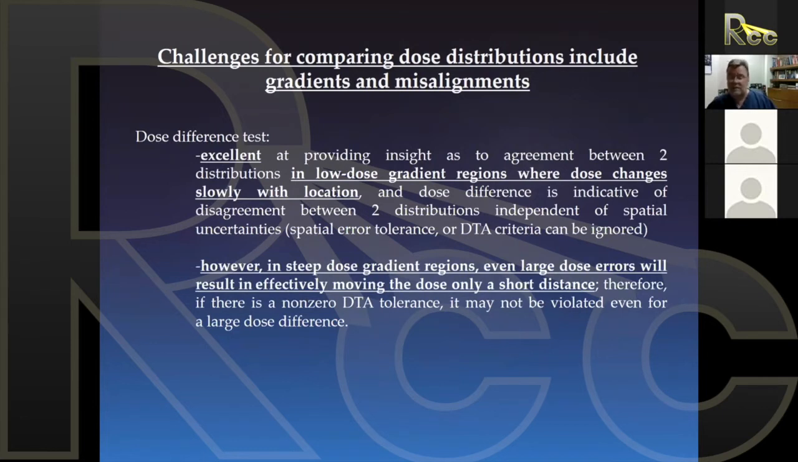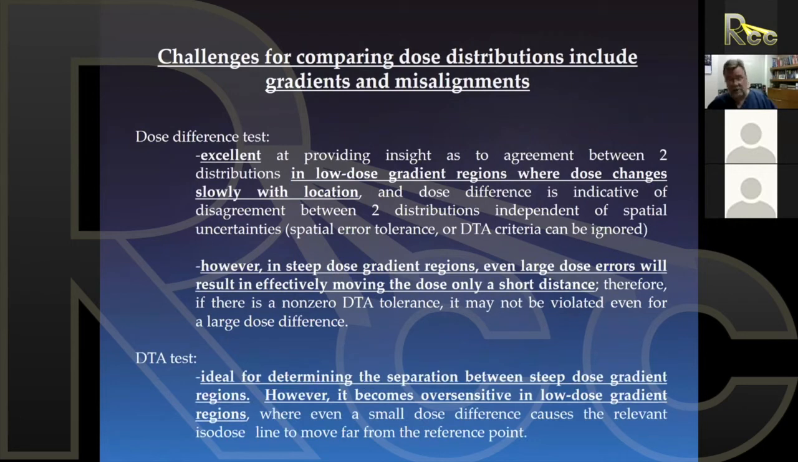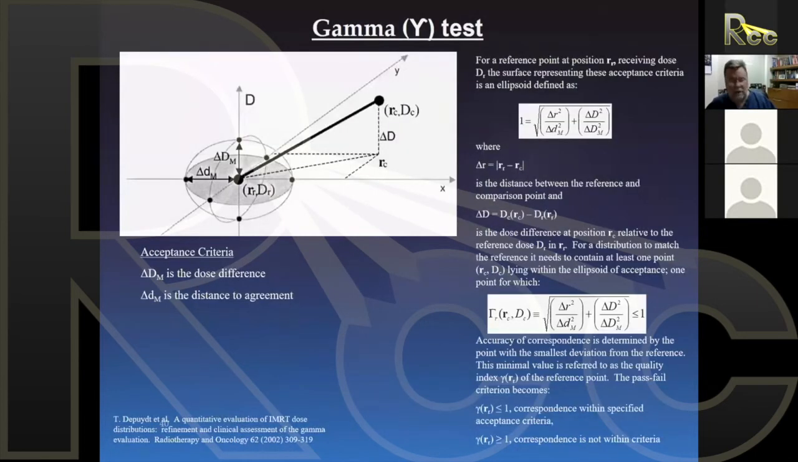The distance to agreement test is ideal for determining the separation between steep dose gradient regions, but becomes oversensitive in the low gradient regions. So with all of this known, quite a bit of time ago, Dr. Low and his group came up with what they called the gamma test. And I've extracted this image from a later paper just because I've always liked this image. It gives you a nice idea of how this actually works.